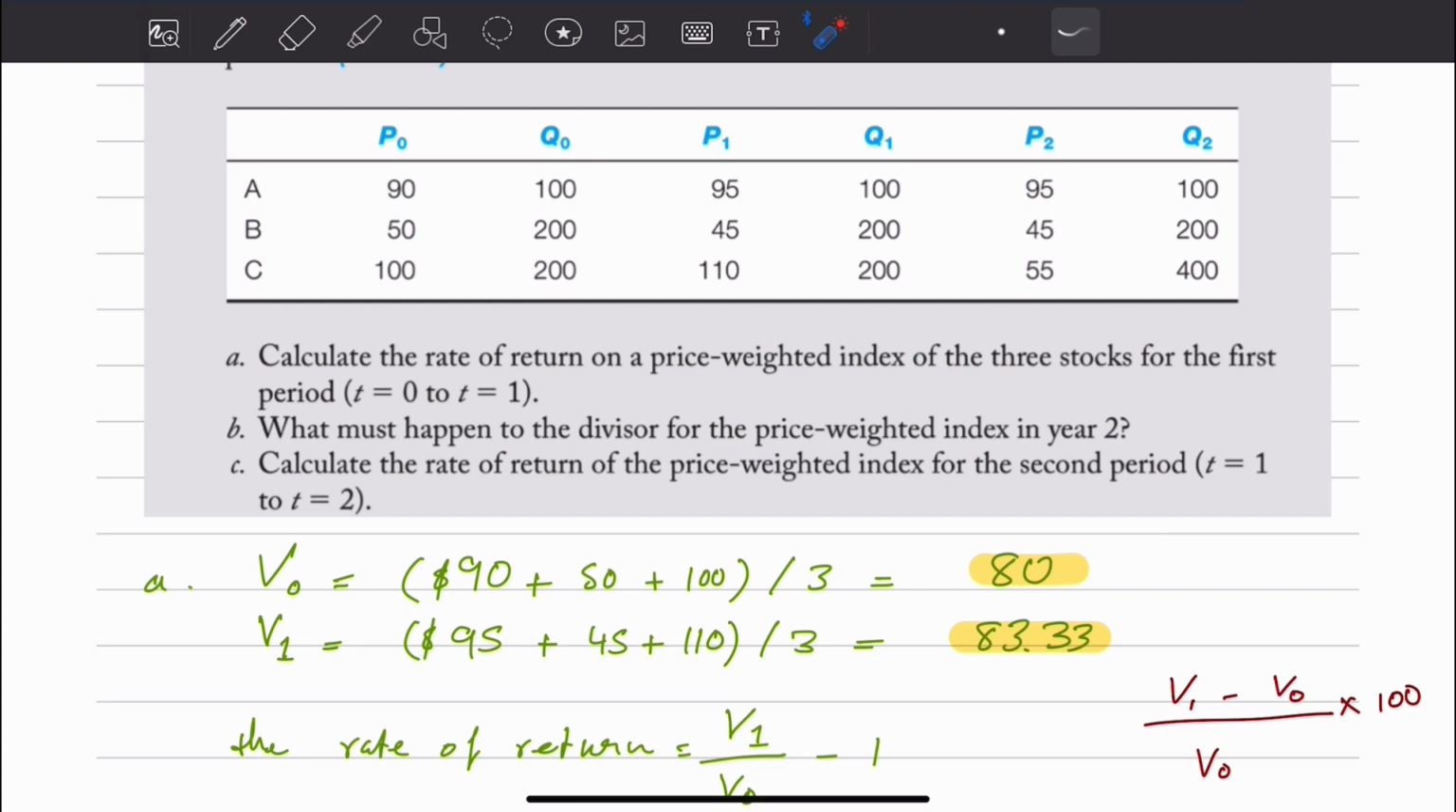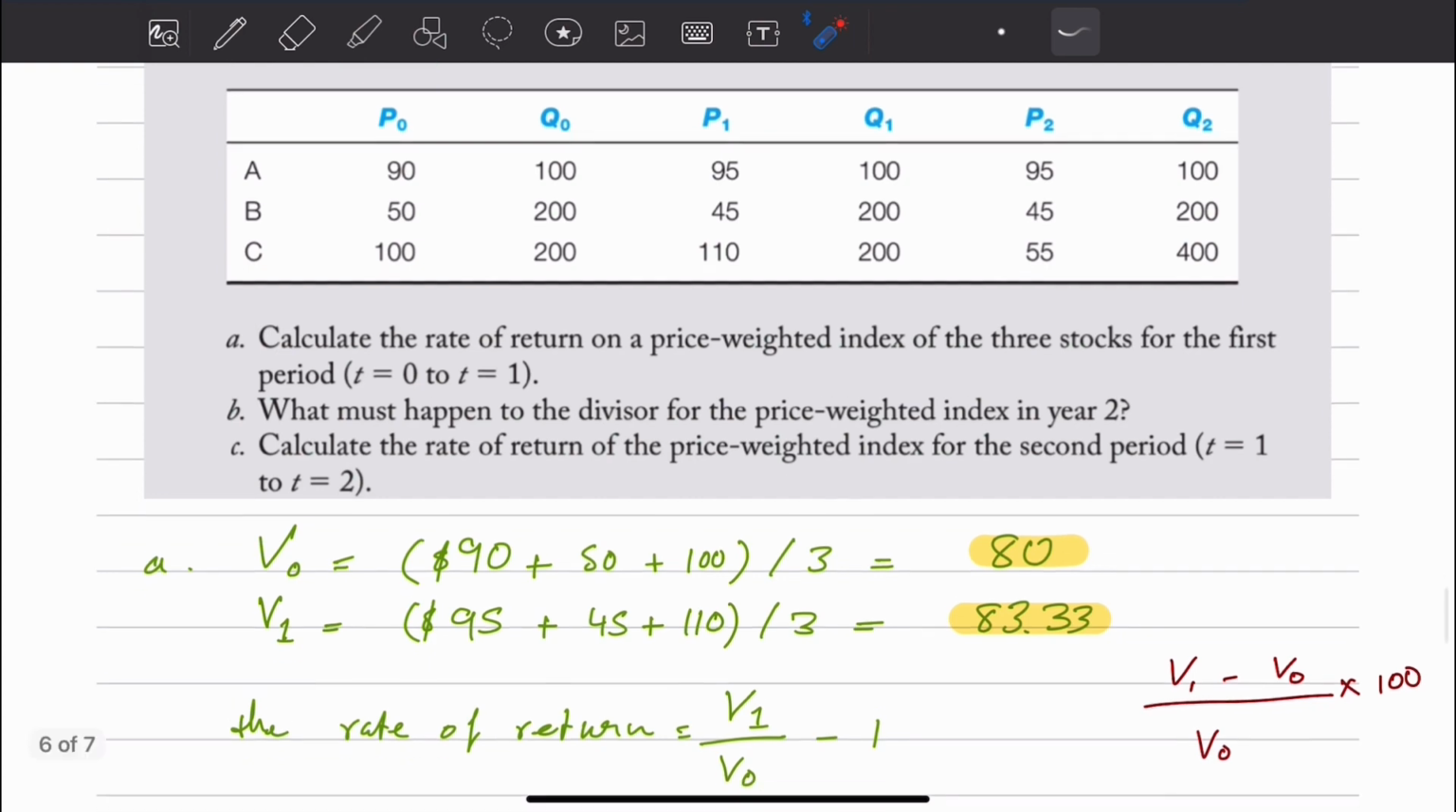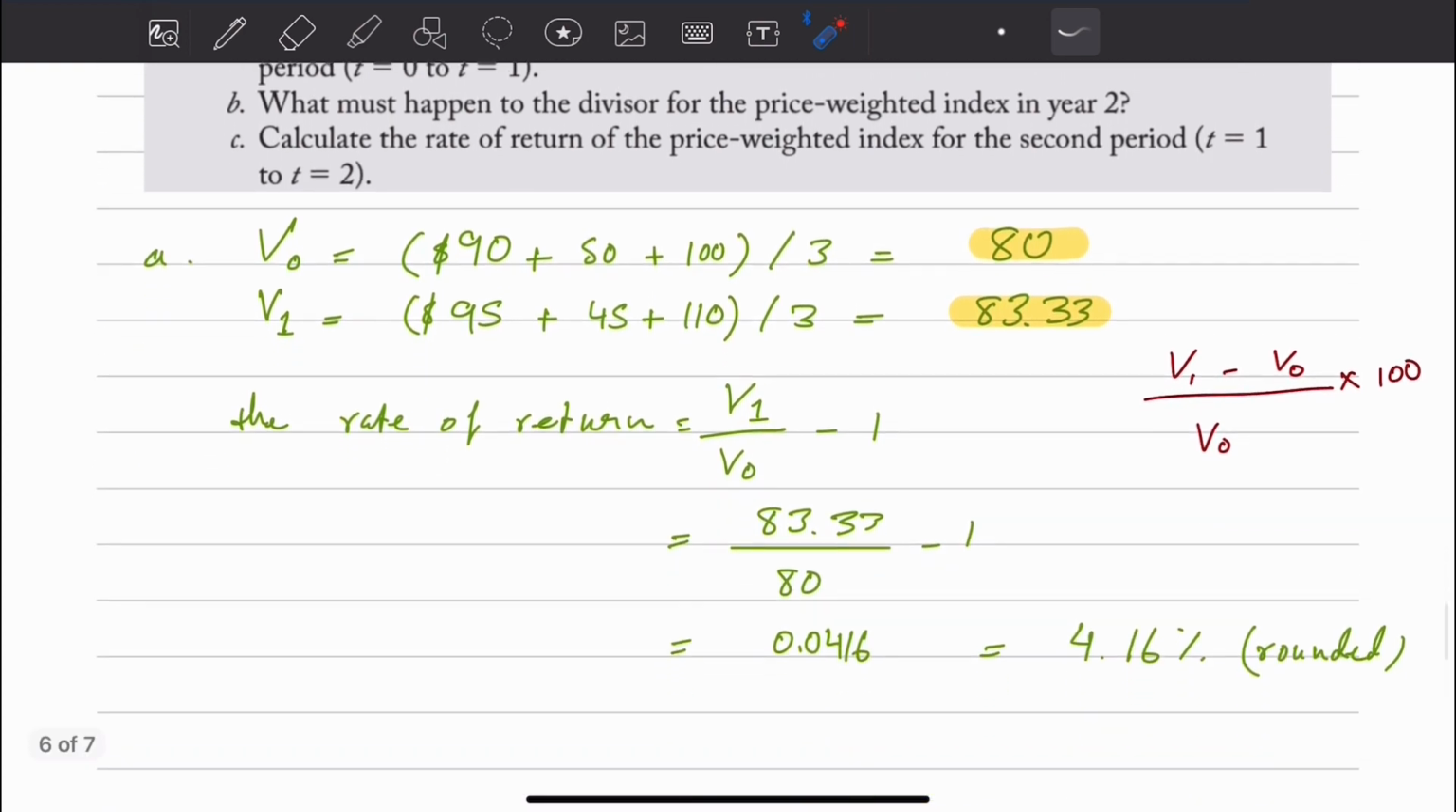Okay. So what does the question want? It was what must happen to the divisor for the price-weighted index? The divisor for the price-weighted index being this specific number. Okay? The base or the denominator or the divisor, it's the same thing. So this number 3 here, because we had a stock split, as we have learned in the lecture, then the value of the index should not be affected, but this number should be adjusted. Okay? All right. So how do we adjust the number of the divisor?